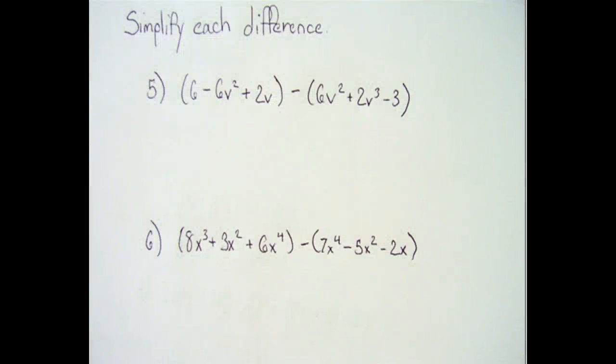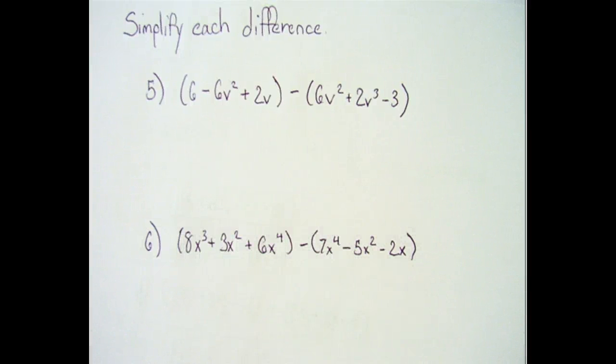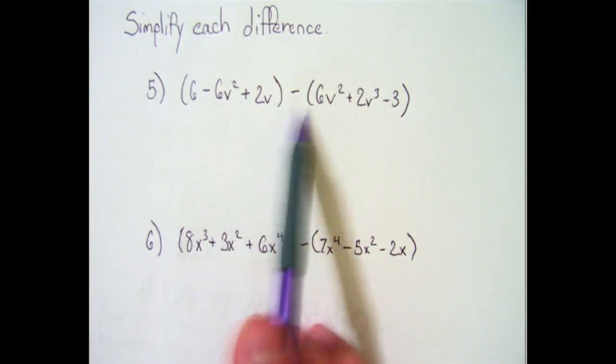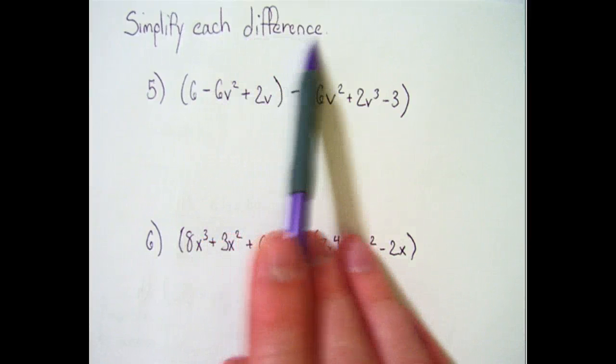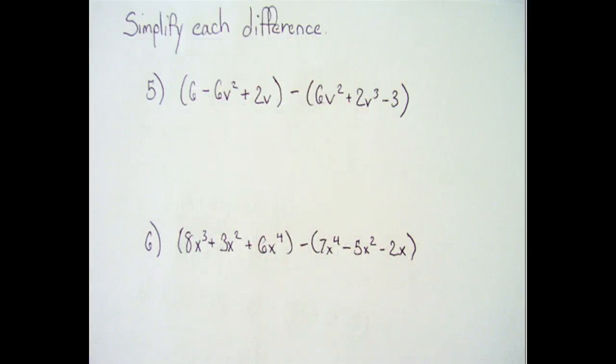Simplify each difference. In these problems, we're going to have two polynomials. Again, here I have trinomials, but they can be of any length. It really doesn't matter, and any degree for that matter. We're going to take these two and we're going to subtract them. That's what difference means. Difference means that you're subtracting one thing from another.